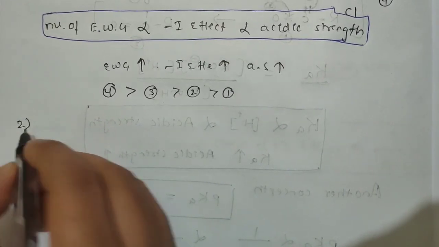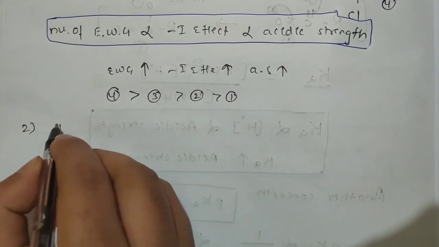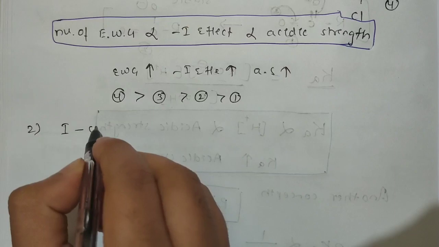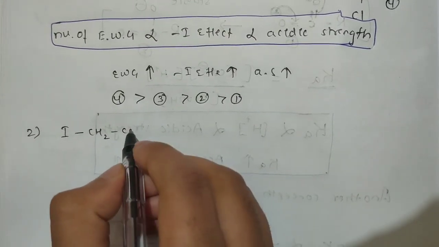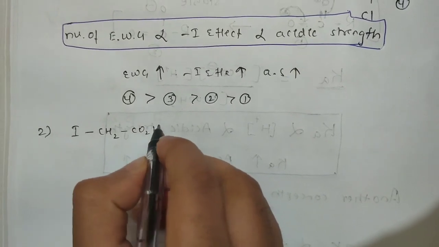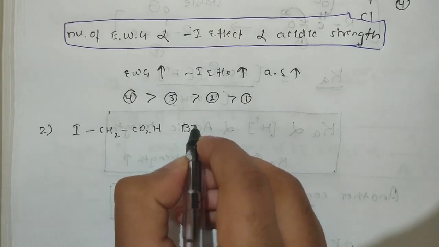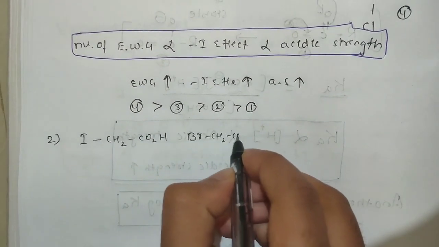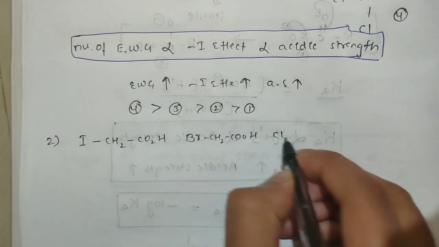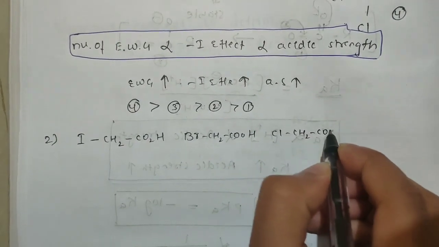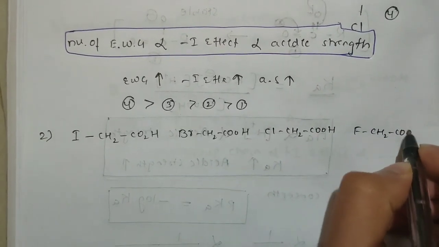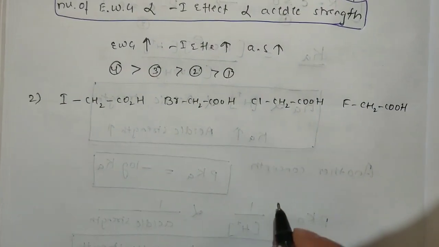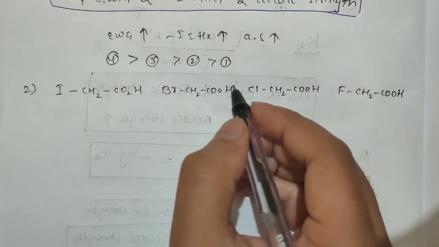Now let's discuss the second concept. Again I am giving one example: iodoacetic acid, bromoacetic acid, chloroacetic acid and fluoroacetic acid. So this is our second concept.